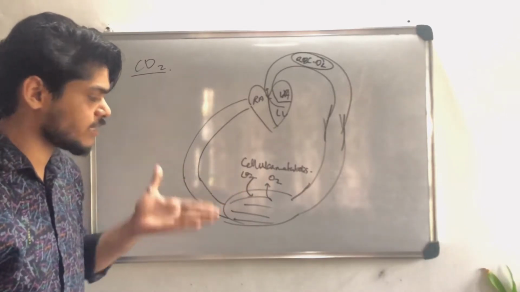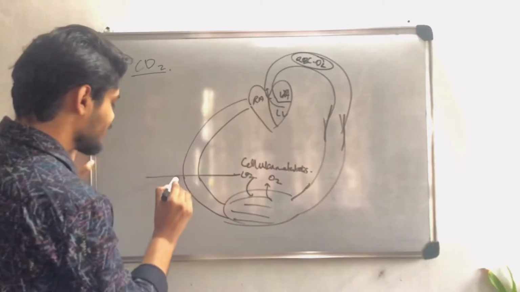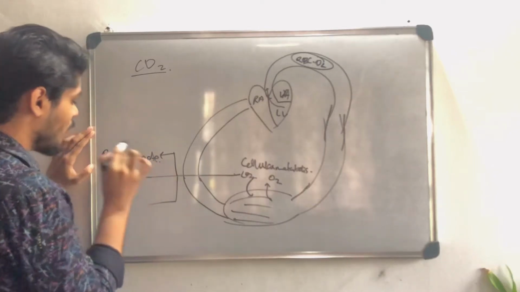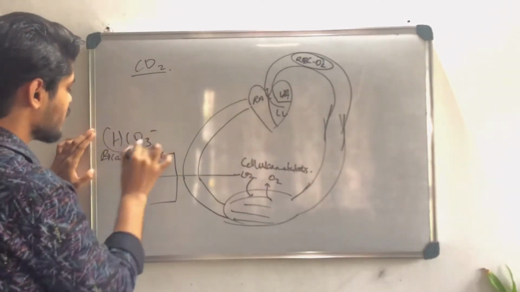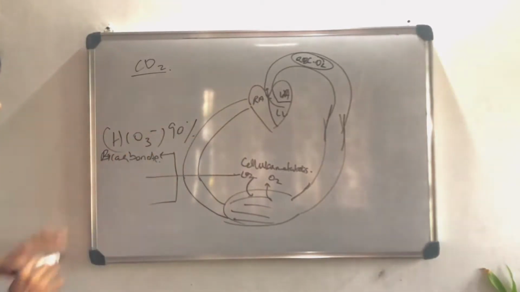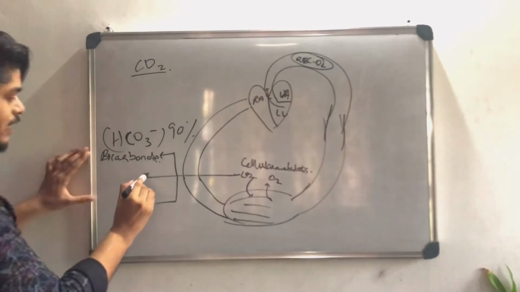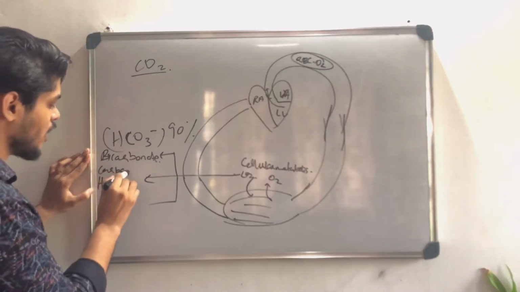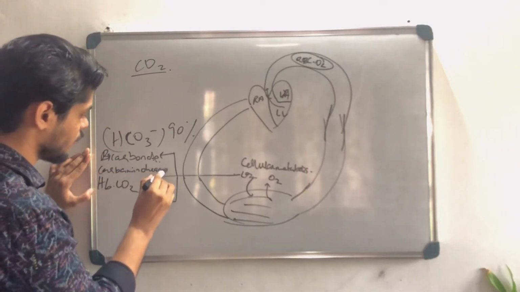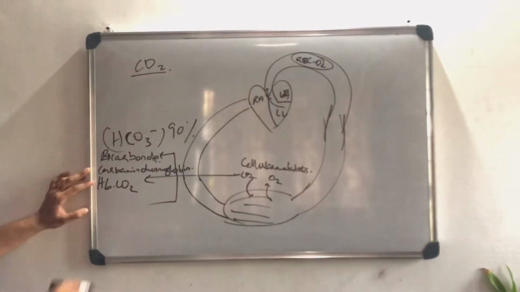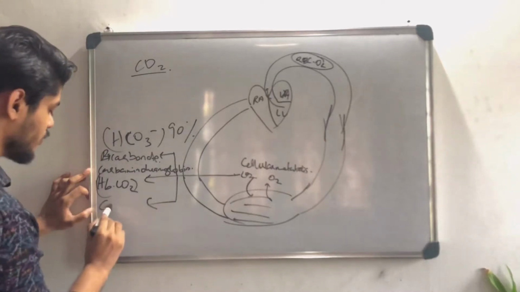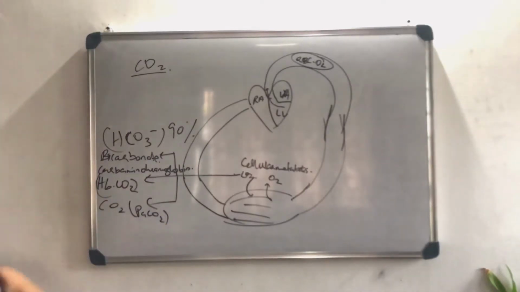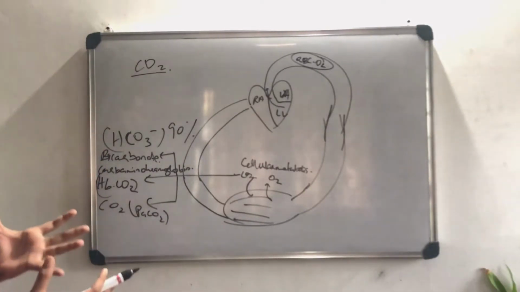How is this carbon dioxide being transported? It is transported in three forms. One is the bicarbonate form, in the form of bicarbonate. What is this? HCO3 minus. 90% is transported in the form of HCO3 minus. The other is that hemoglobin binds with carbon dioxide. That is carbaminohemoglobin. And the next form is dissolved carbon dioxide, which gives the result of PaCO2. Okay. So it is found in three forms.